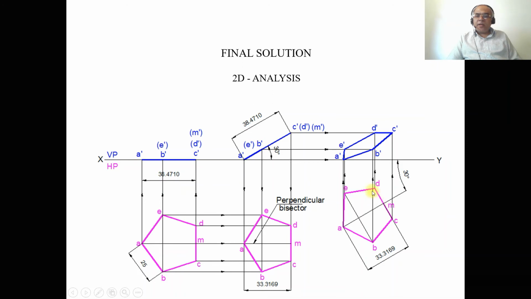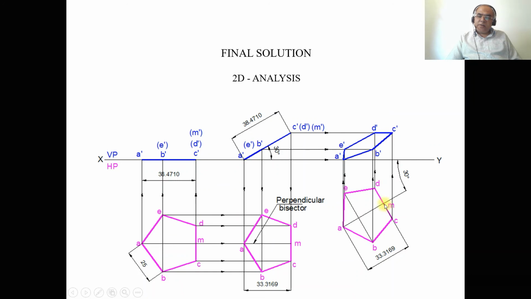Through M, you draw a perpendicular to this inclined line AM, and then you measure the distance from A to this point, and similarly from A, you transfer it on that AM line, and then through this point, you draw a perpendicular to this inclined line AM as shown. Then you measure the distance from this point to B, and also from this point to E, and by using the compass, from this point you transfer it on this side to get the point B, and also from this point towards this side to get the point E.